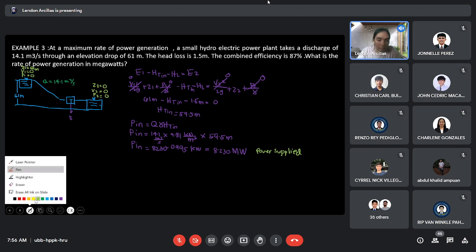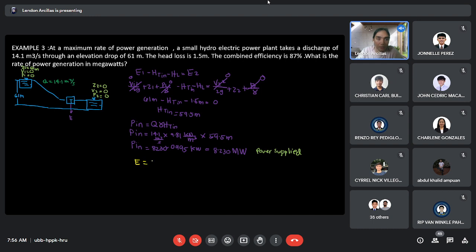So to find power out, we need the efficiency, wherein the given efficiency is 0.87. So P out over P in is equal to 0.87, P out over 8.230 megawatts. So P out is equal to 7.160 megawatts. So that is what we call the power generated. Again, power generated is P out, power supplied is P in. Gets yon?